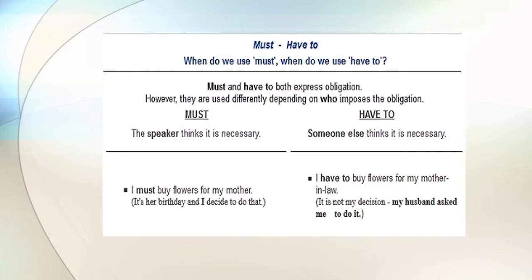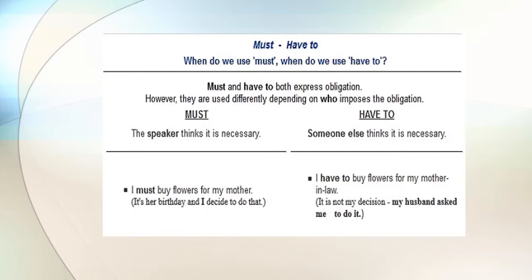Let's look at the verb must. The speaker thinks it is necessary. And with have to, someone else thinks it is necessary. Let's look at examples. I must buy flowers for my mother. It's her birthday, and I decide to do that.